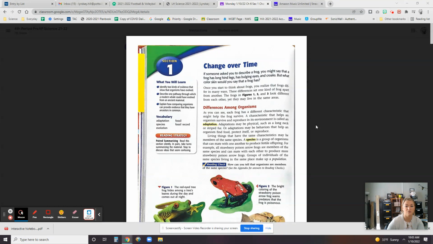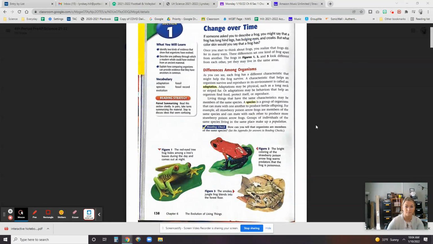The frogs in figures 1, 2, and 3 look different from each other, yet they may live in the same area. Differences among organisms. As you can see, each frog has a different characteristic that might help the frog survive. A characteristic that helps an organism survive and reproduce in its environment is called an adaptation. Adaptations may be physical, such as a long neck or striped fur, or adaptations may be behaviors that help an organism find food, protect itself, or reproduce.